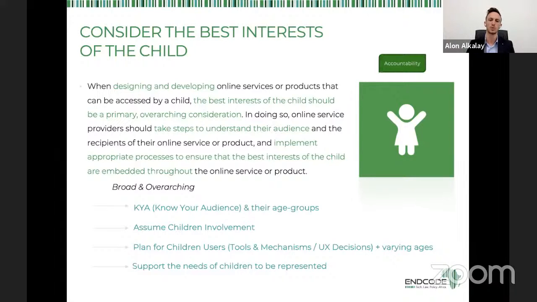And extremely important is to support the needs of the child to be represented. This is also obviously a global child's rights principle, and it's very deeply intertwined with the best interests of the child. And as the child evolves and as their maturity and capacity evolves, the need for representation will dwindle. But it's very important for the OSPs to understand who are they interacting with and dynamically provide them with what they need.